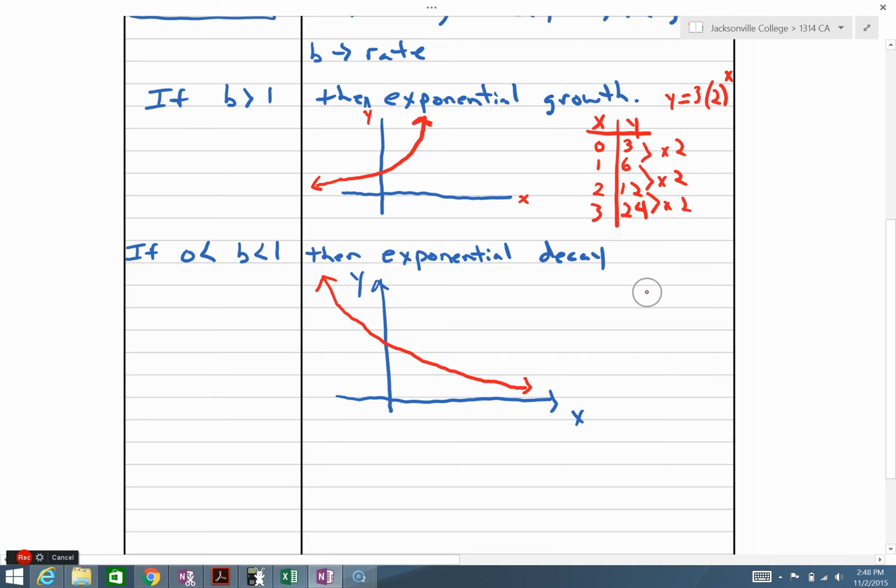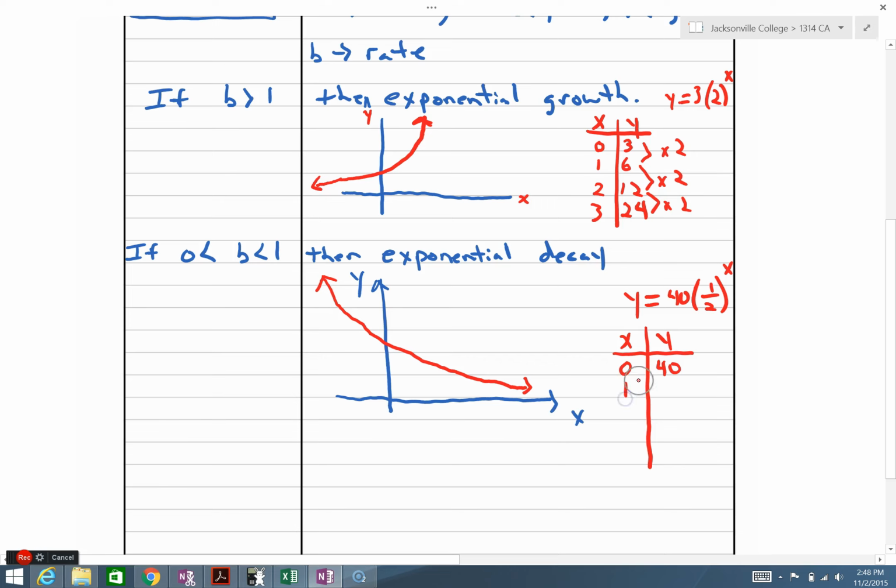An example of an exponential decay might be this: y is equal to 40 times 1/2 to the x power. Looking at a few values for this function. Again, this is my a. It is the initial value. That is, when x is 0, y is 40. Substituting 0 for x, 1/2 to the 0 is 1. 40 times that is 40.